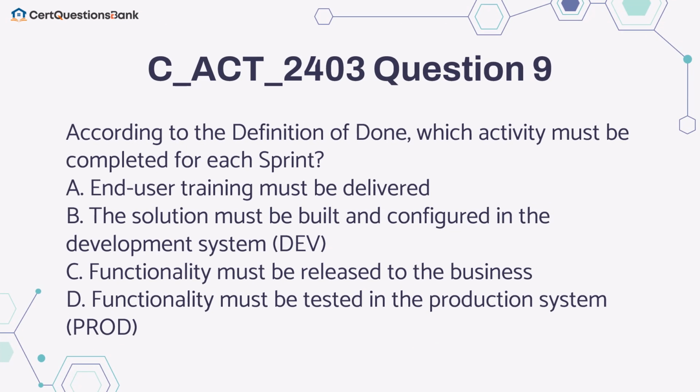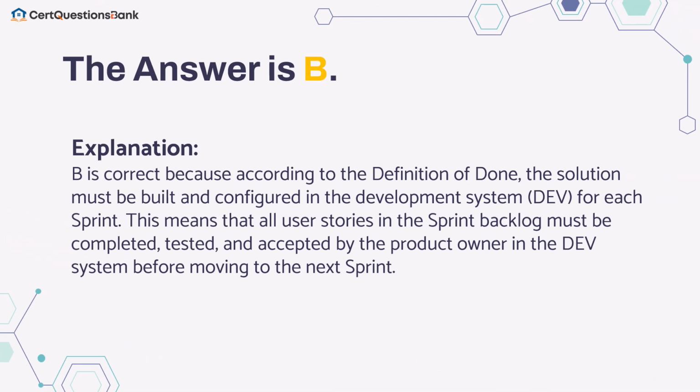According to the definition of done, which activity must be completed for each sprint? A. End-user training must be delivered. B. The solution must be built and configured in the development system, dev. C. Functionality must be released to the business. D. Functionality must be tested in the production system, prod. The answer is B.